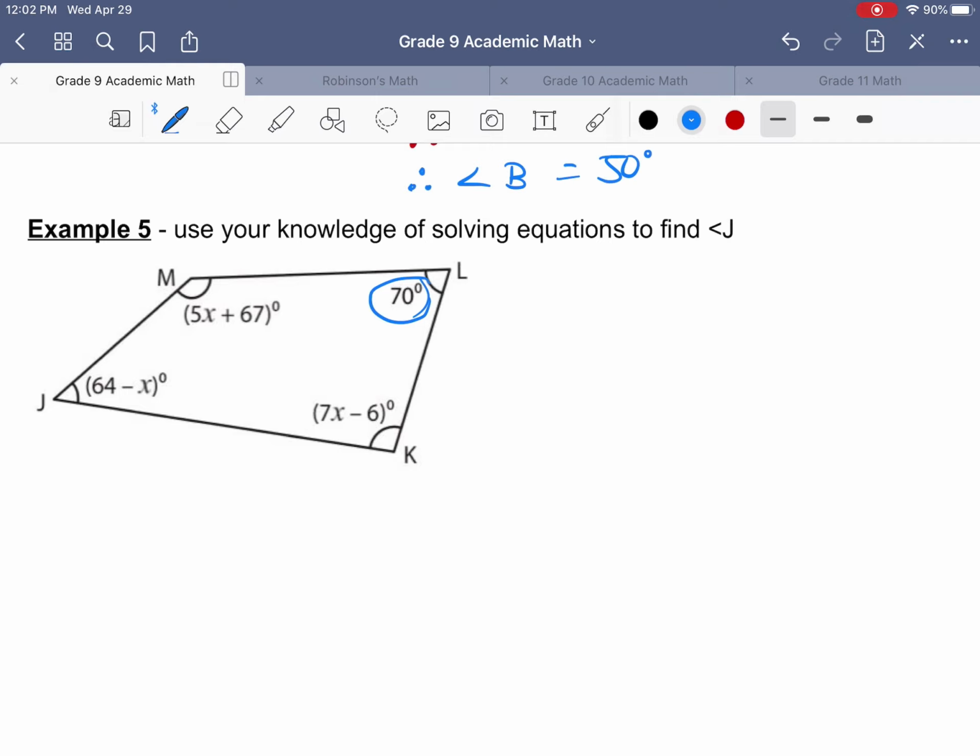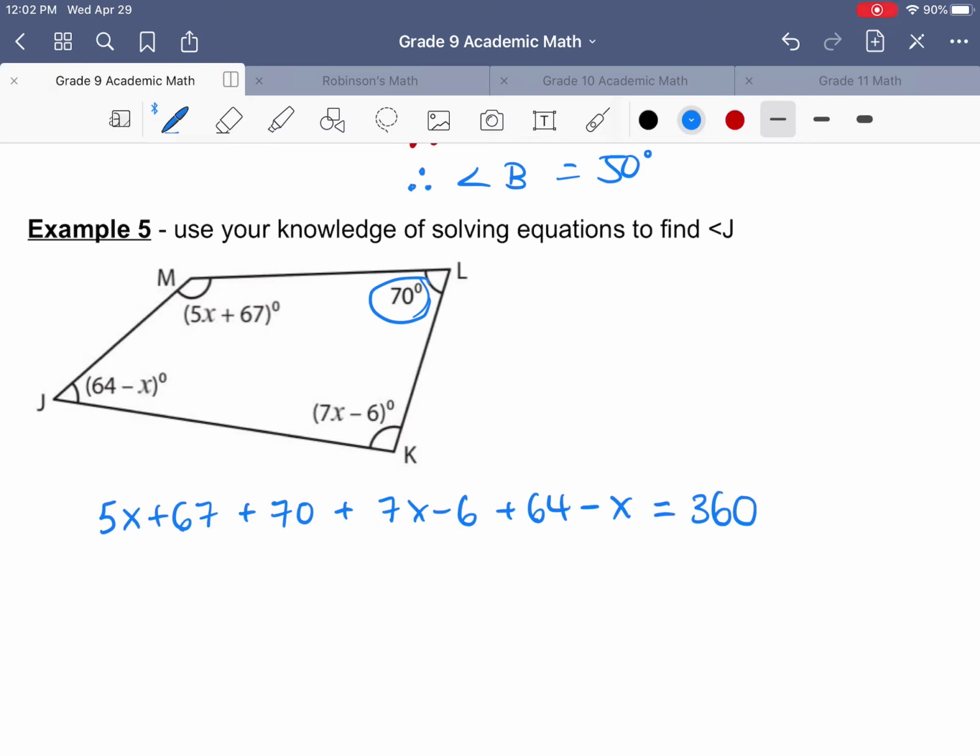So we are going to add up angle M, L, K, and J and set it equal to 360 degrees. I'm going to start with angle M. So 5x plus 67, then plus 70, which is angle L, plus 7x minus 6, which is angle K, plus 64 minus x, which is angle J, is all equal to 360 degrees. We're asked to find angle J, and in order to do that, we need to first solve for x and figure out what x is.